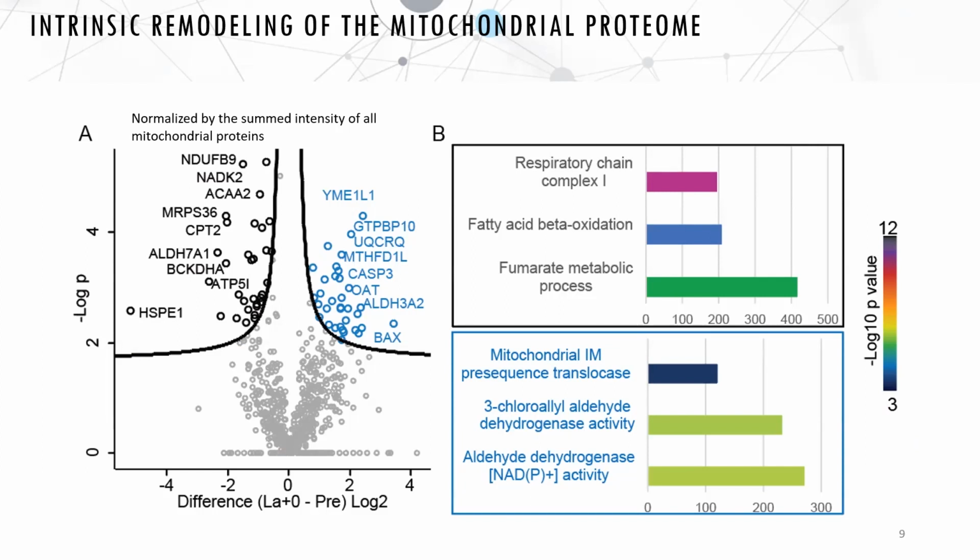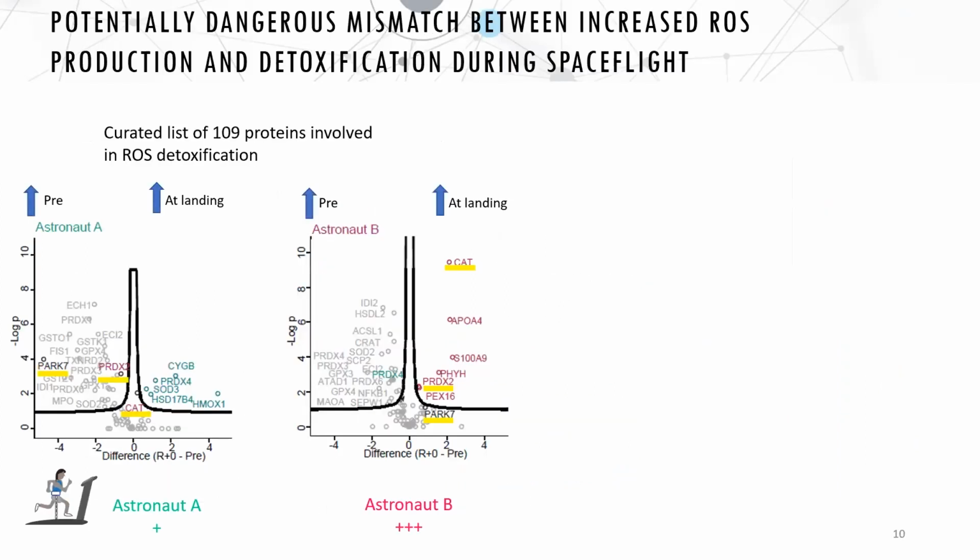And so we looked at the antioxidant response. We compiled a list of over 100 proteins that are involved in the detoxification of reactive oxygen species. So these are not mitochondria and these are not normalized. This is normal proteomic data. What you can see is something really puzzling. So the two astronauts, this is higher pre and this is higher at landing.